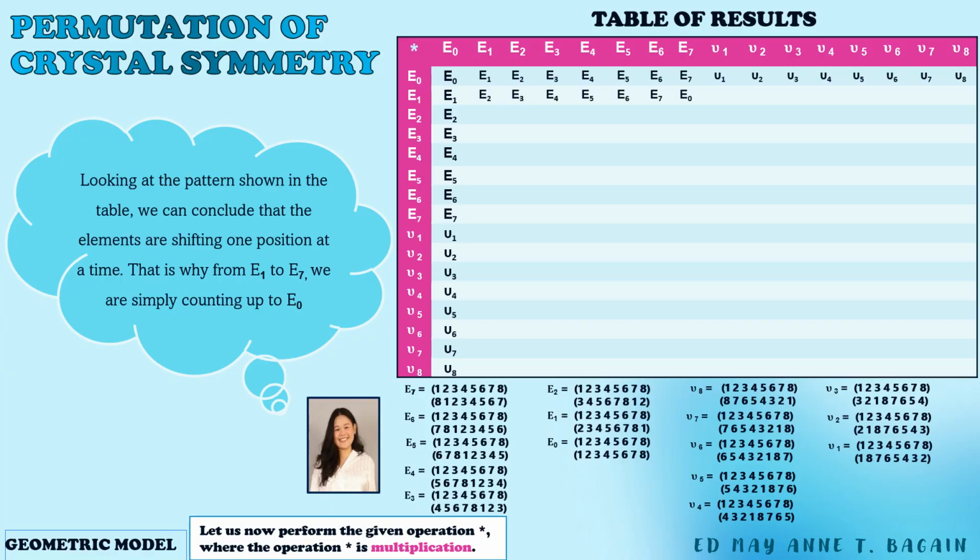Looking at the pattern shown in the table, we can conclude that the elements are shifting one position at a time. That is why from epsilon sub 1 to epsilon sub 7, we are simply counting up to epsilon sub 0. So 1, 2, 3, 4, 5, 6, 7 will still be the same. And then if you reach the end of the number, you will just go back to the first number. So let's check. What would be the epsilon sub 1 star epsilon sub 1?